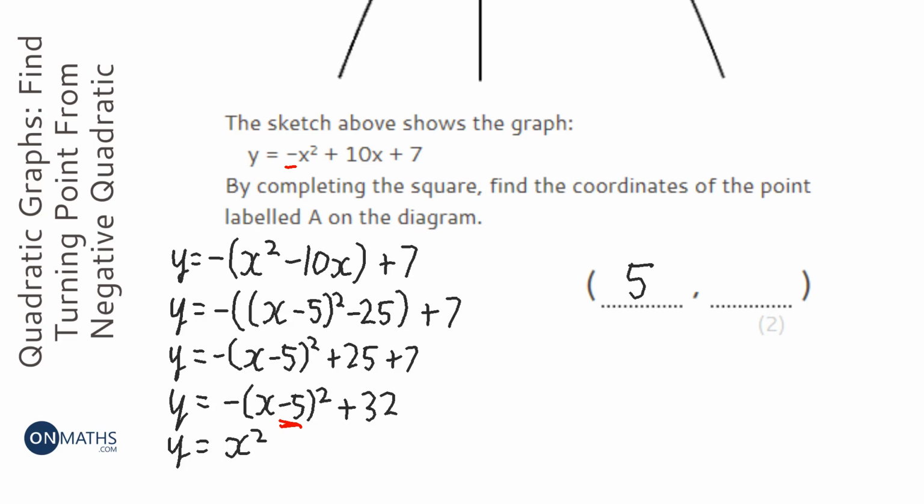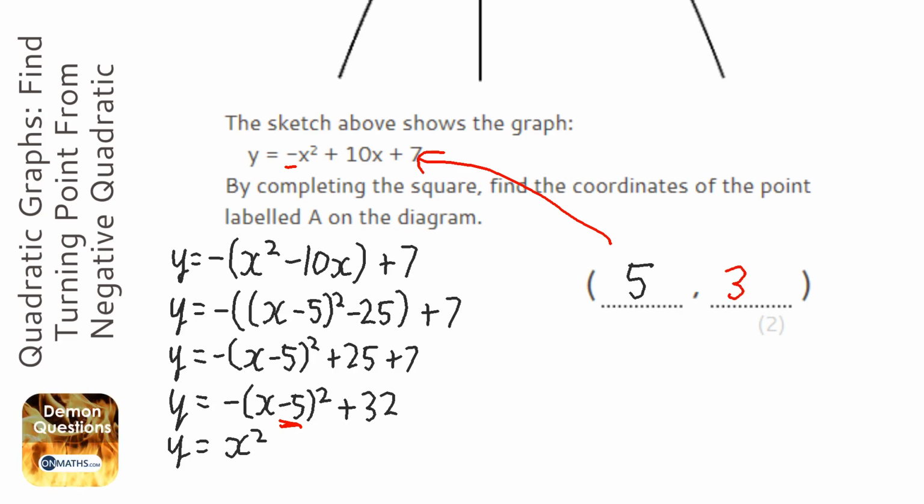But we need to find out what y is. Now the best way of doing that, and there are other ways, is just feed it into this equation here. So you're going to do minus 5 squared plus 10 times 5 plus 7, which equals 32. Yeah, nice, 32.